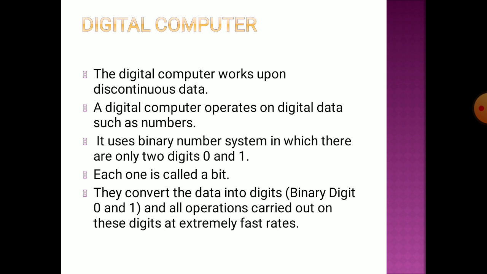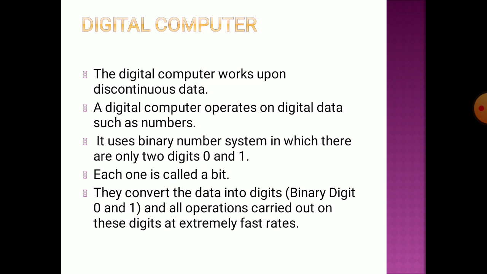So such computers are called digital computers. Here, digital computers use the binary number system, which has two digits: 0 and 1. We know digital numbers, that is binary numbers, are always 0 and 1, and these 0 and 1 are called a bit, a binary digit. They convert the data into binary digits in the format of 0 and 1, and then all operations are carried out on these digits at extremely fast rates.